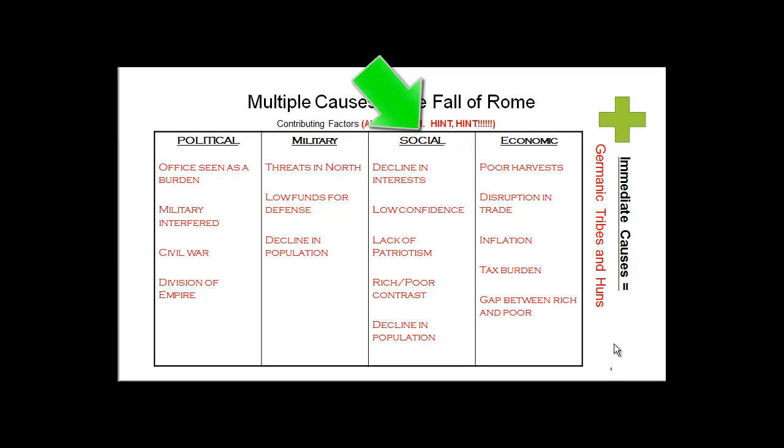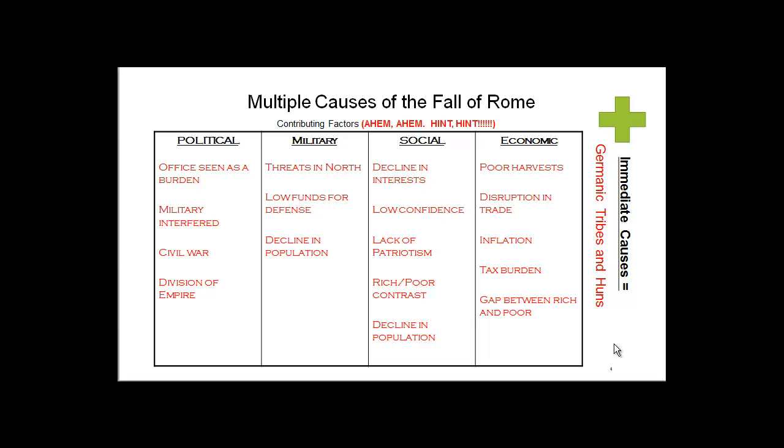So then this also leads to a lack of patriotism. People aren't proud of being Roman anymore. Economics. I mentioned those poor harvests. Poor harvests are happening because there's been a little bit of drought, but mostly because of overuse of the land. They don't understand the concept of nitrogen and the importance of nitrogen in plants. All they understand is, I've been farming this spot for so long, I'm not getting plants anymore, or my plants are really sickly and weak looking.